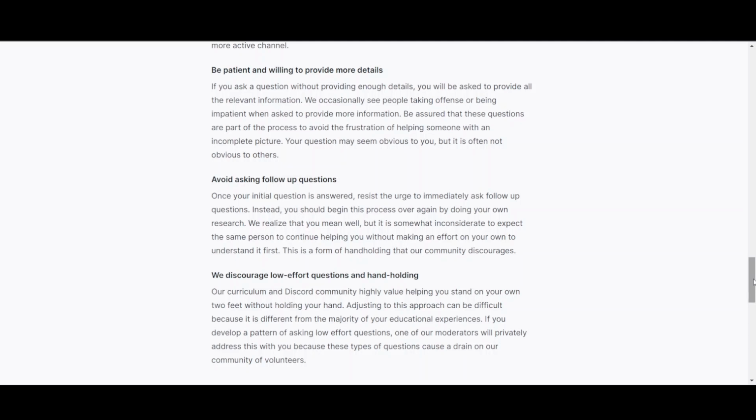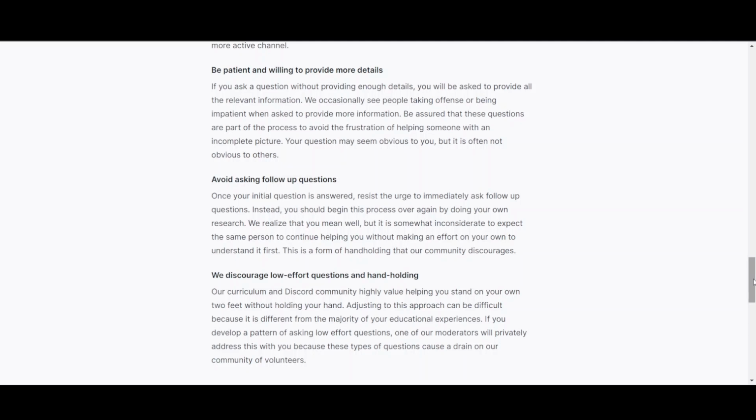Avoid asking follow-up questions. Once your initial question is answered, resist the urge to immediately ask follow-up questions. Instead, you should begin this process over again by doing your own research. We realize that you mean well, but it is somewhat inconsiderate to expect the same person to continue helping you without making an effort on your own to understand it first. This is a form of hand-holding that our community discourages.